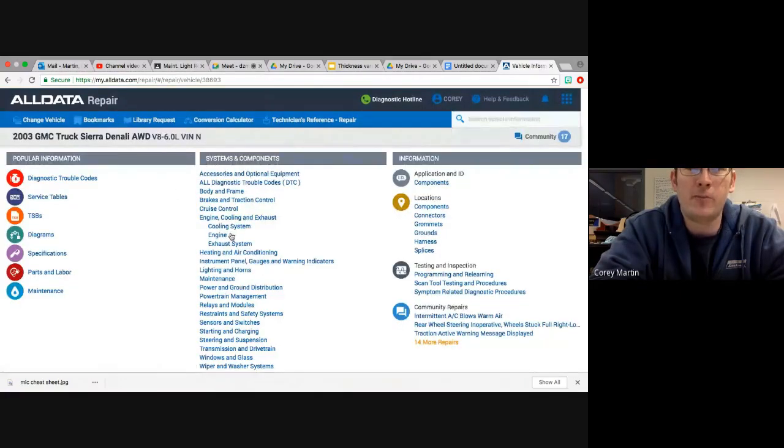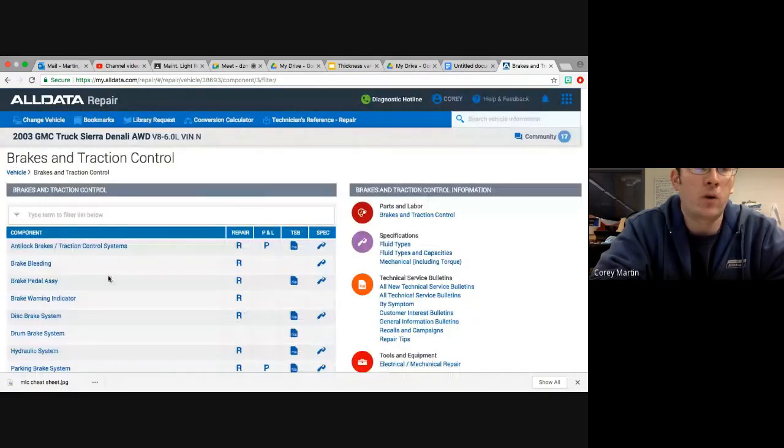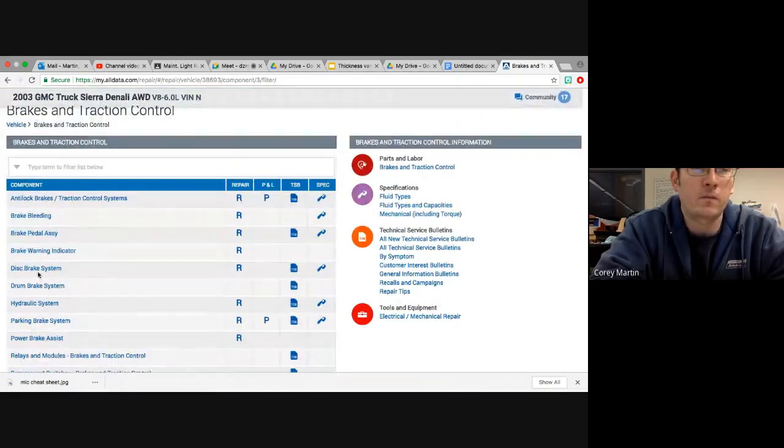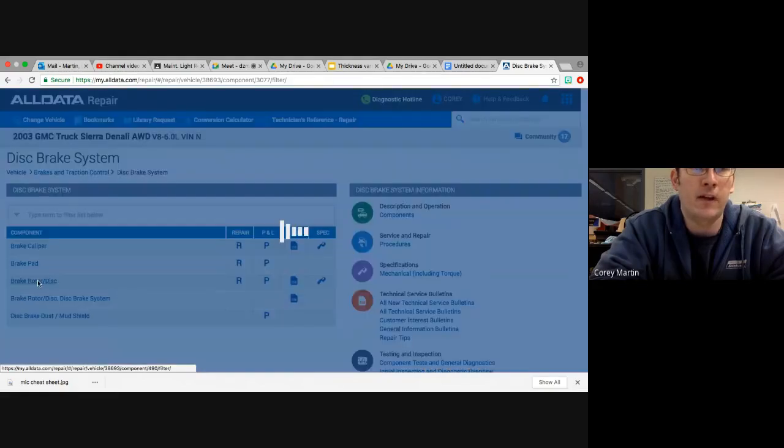Now, this is all alphabetized to make it fairly easy to navigate. So we are working with a brake rotor. We're going to go to the brakes section, brakes and traction control. And we are working with disc brakes. We are working specifically on the brake rotor right here. So we got brake caliper, brake pad, disc rotor, brake rotor. So we're going to click on that.